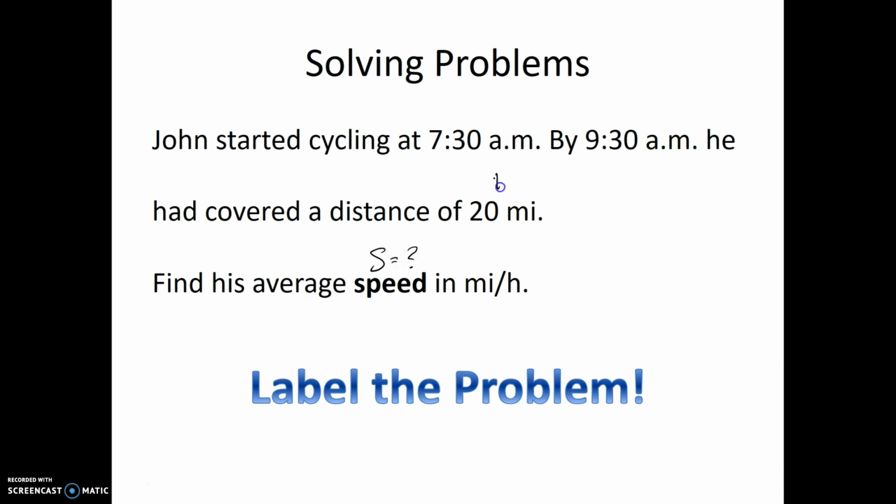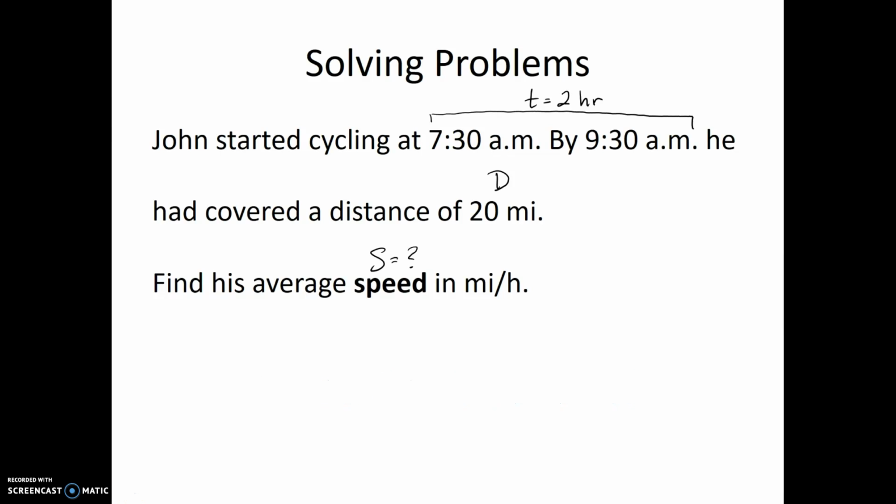Our distance is 20 miles. Our time is right here, isn't it? It doesn't give us a number of hours. It just says he starts at 7:30 and by 9:30 he had covered a distance of 20 miles. So we need to use our brains and conclude that John cycled for 2 hours, because if he started at 7:30 and by 9:30, he will have cycled for 2 hours.